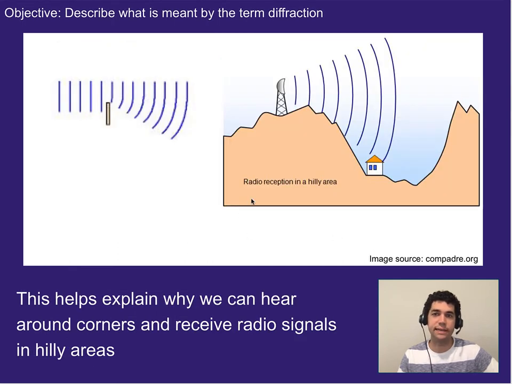Now, this idea helps explain a couple things in everyday life. One, why we can still get radio reception in hilly areas. I'm not saying it's perfect, but you don't actually have to have a radio tower have a direct pathway to you or wherever your car or house is. It can bend around hills and other things.